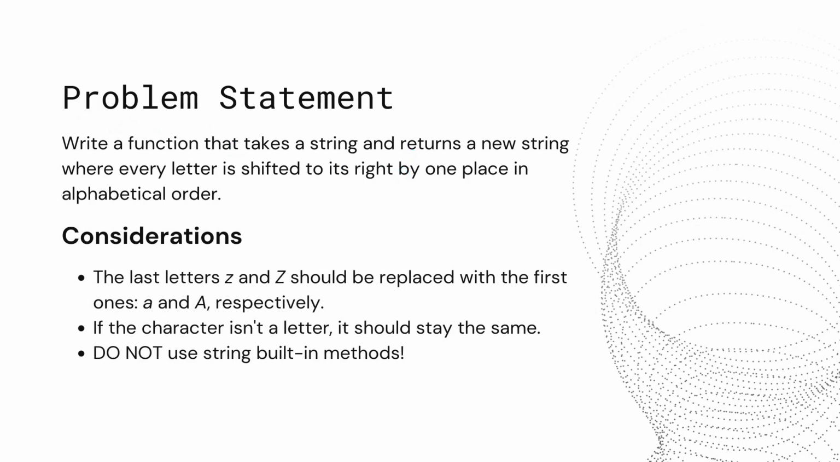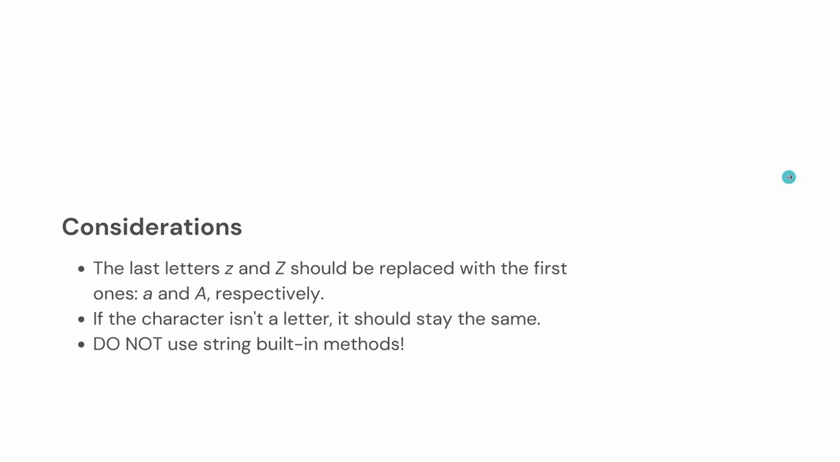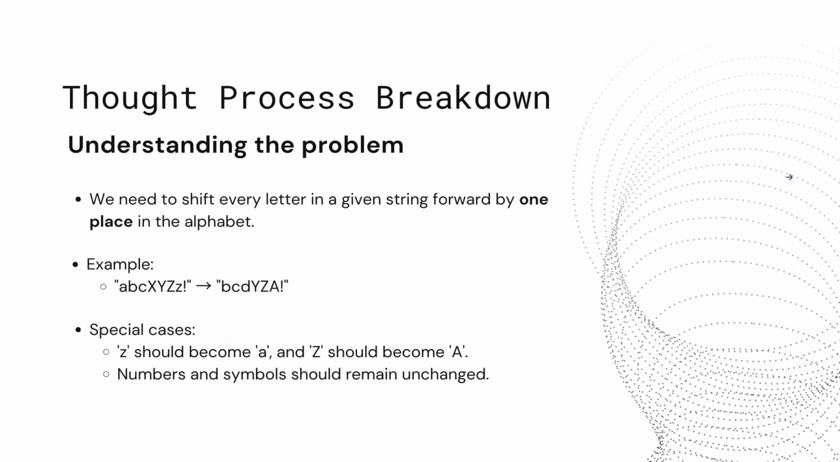The considerations we have are that when we encounter the last characters, small and capital Z, they should be replaced with the first ones, a and capital A respectively. If the character isn't a letter, it should stay the same. We are not going to use any string built-in methods in Python in this challenge. So let's move to the thought process and breakdown to understand the problem.